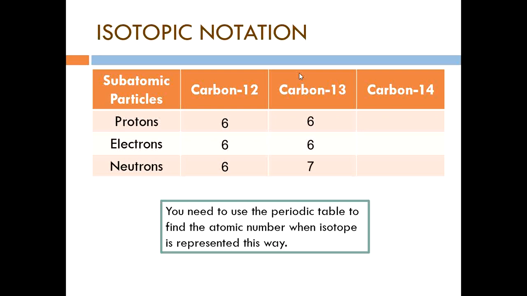Now let's do carbon 14. Again, the same element, therefore 6 protons, 6 electrons to match the protons, and this time how many neutrons? 14 minus 6 is equal to 8. So again, if you look at this chart, what is different about these 3 atoms? It's the number of neutrons and the mass number. What is similar? It's the protons and the electrons.